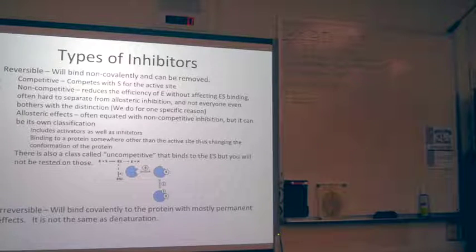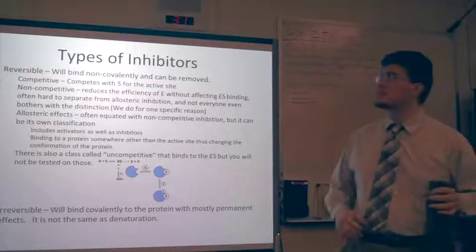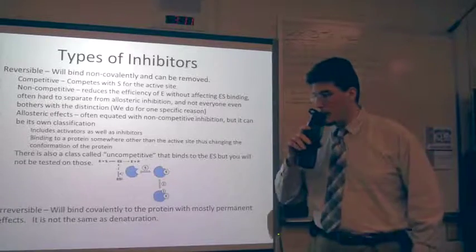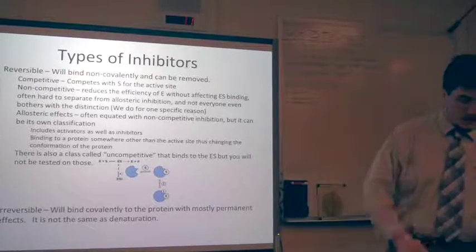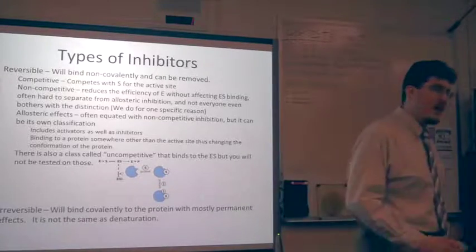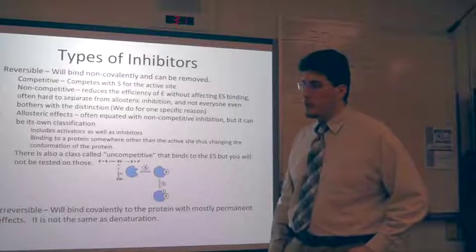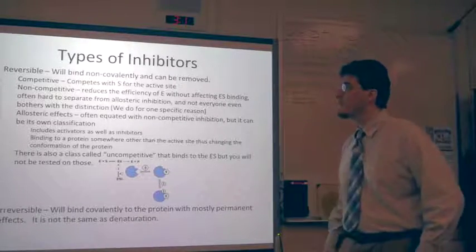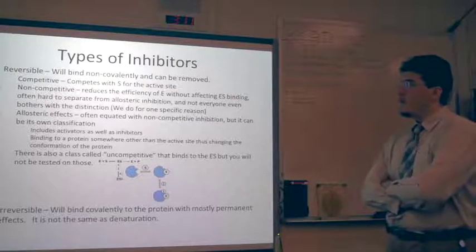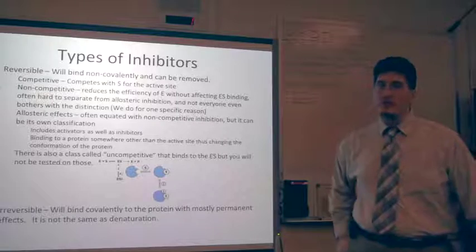Before we started discussing inhibitors, this is the last topic of Unit 1. The first type of inhibitor that we are going to discuss will be reversible inhibitors. Reversible inhibitors will bind in a non-covalent fashion. They can be removed from an enzyme. That is the definition behind a reversible inhibitor.